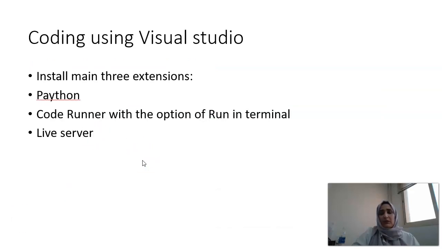The other software that I use for coding is Visual Studio. I like the software to make easy code. When I installed Visual Studio, I use it basically with other extensions as well. Mainly I installed a few extensions in Visual Studio. I installed Python, so it's going to be easy for me to make the code. And then to see and run the code, I also installed CodeRunner, and I chose the option of Run in Terminal.